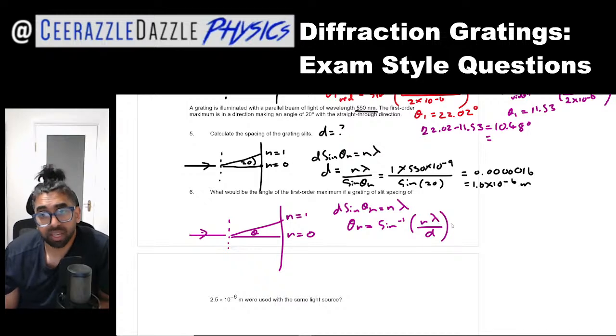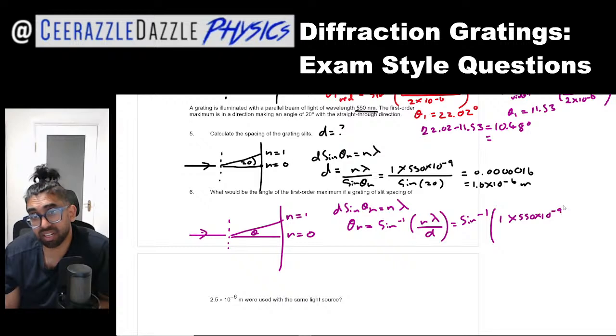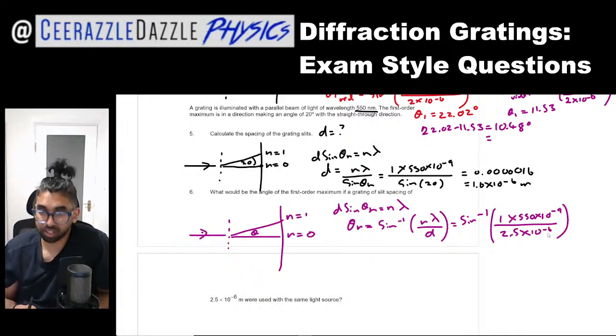Right, so now from here, let's go for it. We've got sine inverse, n is 1, times lambda. What then is lambda? It's going to be the same light source, so its wavelength remains 550 nanometers, 550 times 10 to the minus 9. Divided by the slit separation for this one, which we've got here: 2.5 times 10 to the minus 6. So it's going to be 550 times 10 to the minus 9 divided by 2.5 times 10 to the minus 6. Sine inverse the answer.